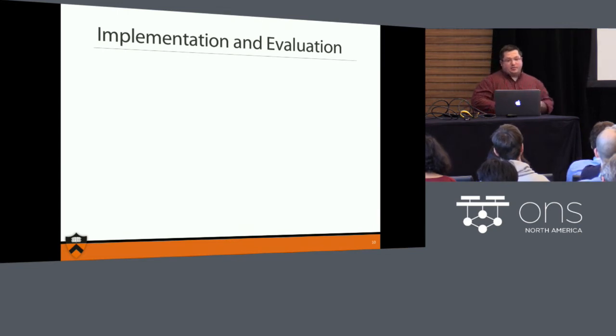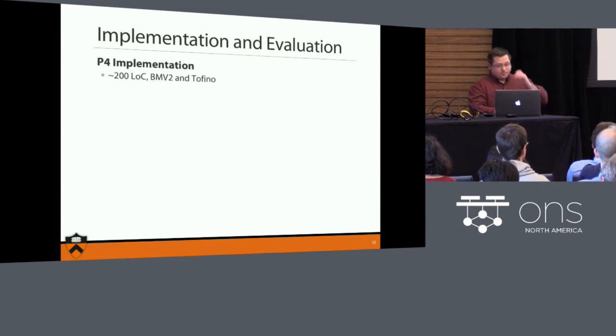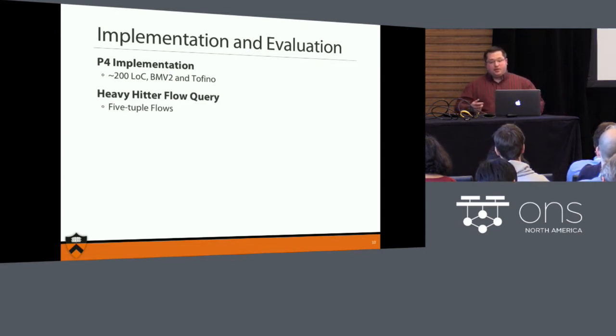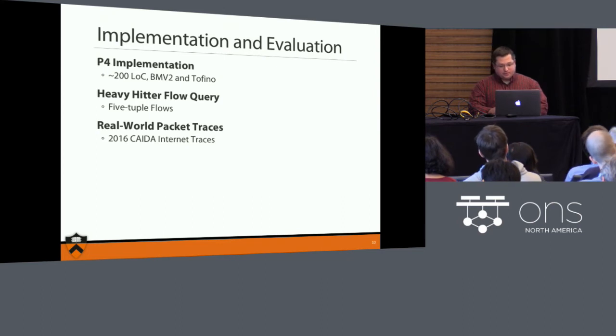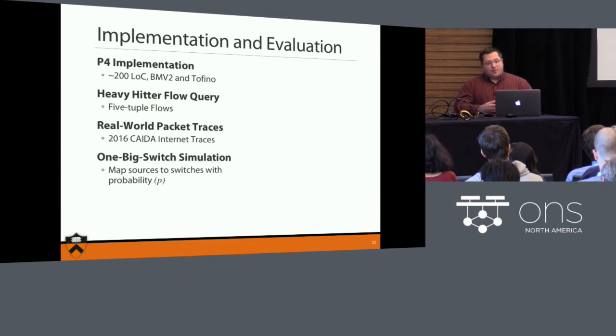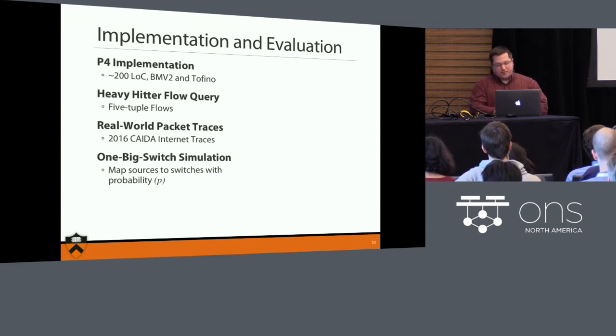So we created a prototype solution that implements the switch-level logic in approximately 200 lines of P4 code for both the BMv2 and Tofino targets. To evaluate this technique, we ran heavy hitter queries for the heavy 5-tuple flows from network traces. And we used real-world packet traces from CAIDA that consisted of 64 million packets per minute and about 6.4 million packets per monitoring interval. But because this data set consisted of traces from a single point-to-point link, we simulated a one big switch network by assigning each source in the network trace to some ingress switch with a variable probability.